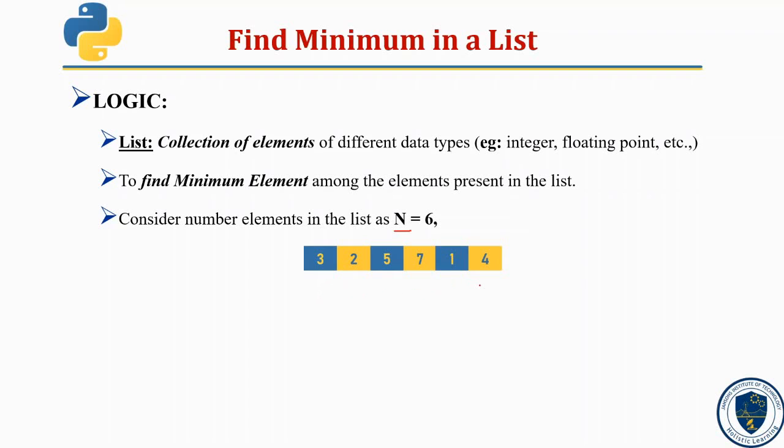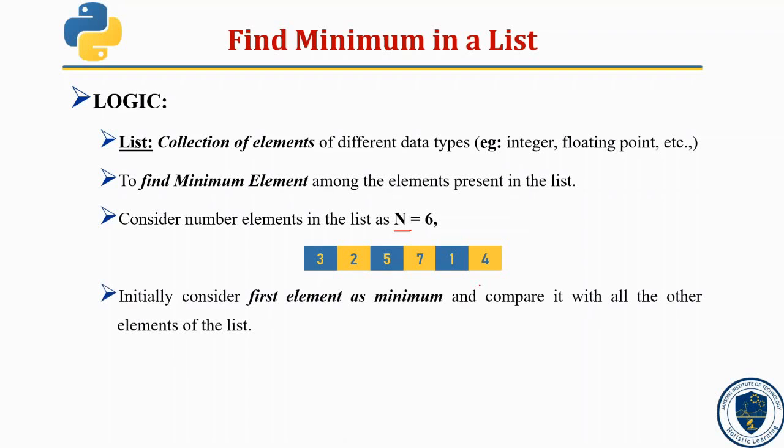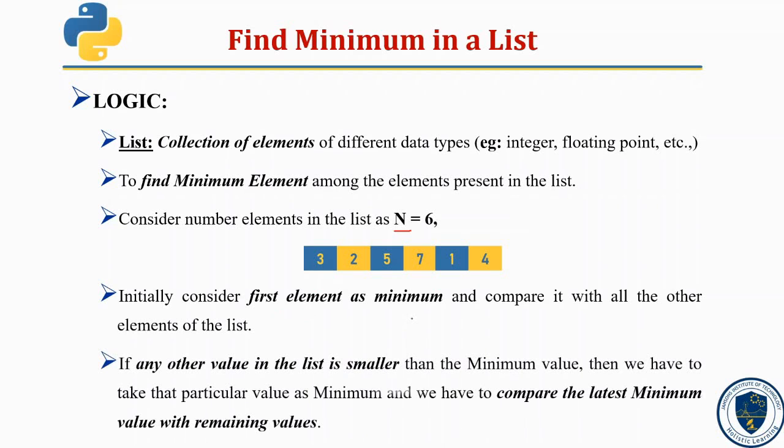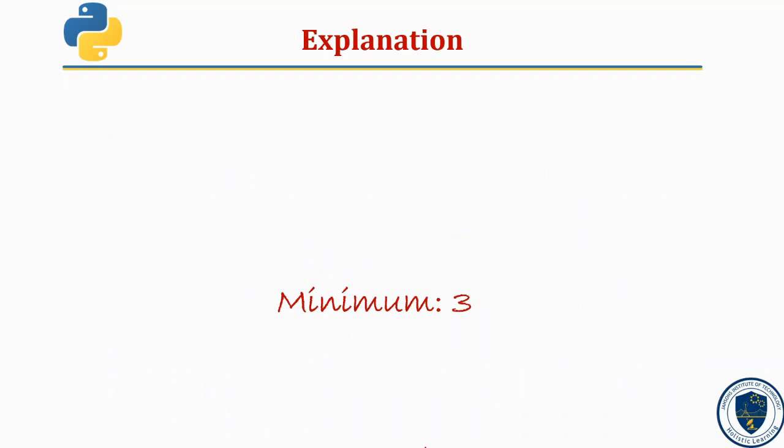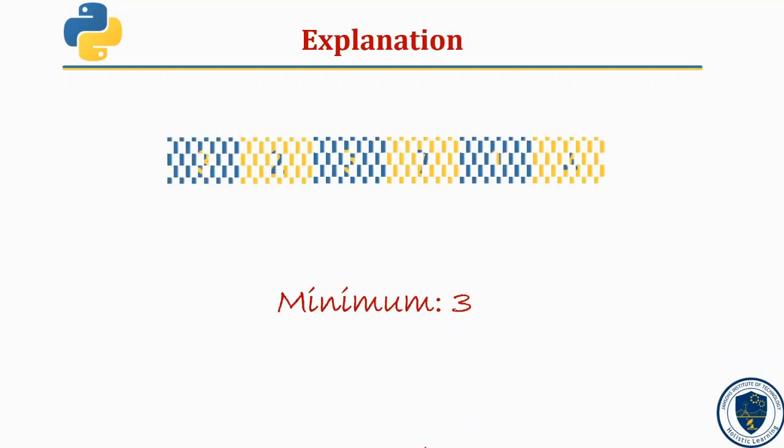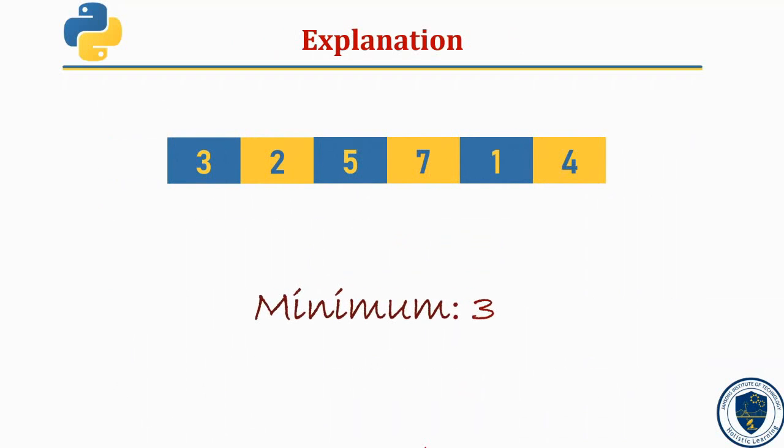So what logic can I apply to find it? The logic here is, first I am going to take the first element as minimum. Initially I am going to consider the first element in the list as the minimum number. Then I am going to compare it with the remaining elements from the list. During comparing, if I find any other element smaller than this particular number, then I will consider that value as minimum. So this is the logic behind this, and let's see its comparison. You can see I have taken the first number in the list, that is 3, and I am considering that as minimum initially.